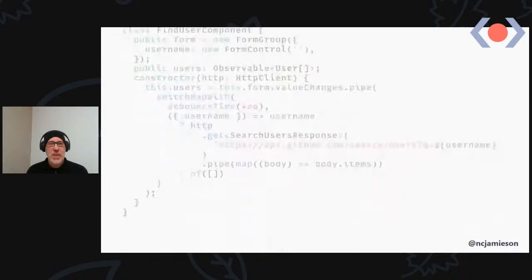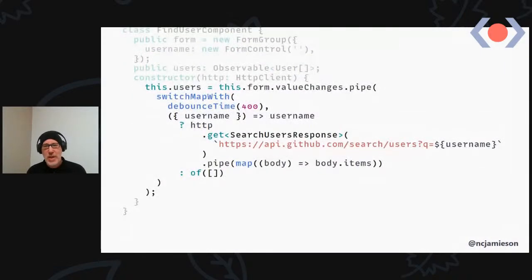Now, the users observable is just derived directly from the value changes. So as the values change, we will get the users by running them through this pluggable operator, which I've called switch map with, and I've passed the debounce time to switch map with. Now, this is very similar to what you would be doing with switch map, but ordinarily you would have the debounce time before the switch map. So switch map with is a pluggable operator. I'm taking the debounce time operator and I'm passing it to switch map with.